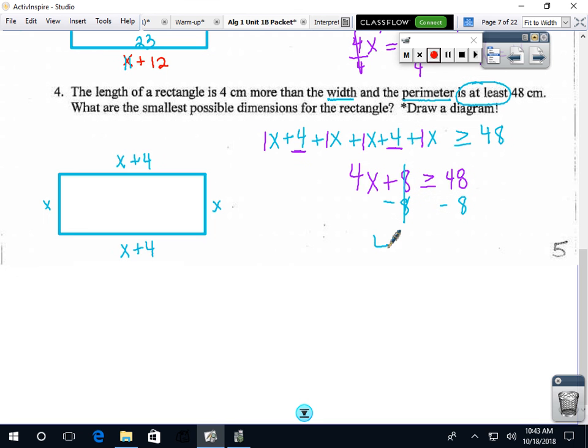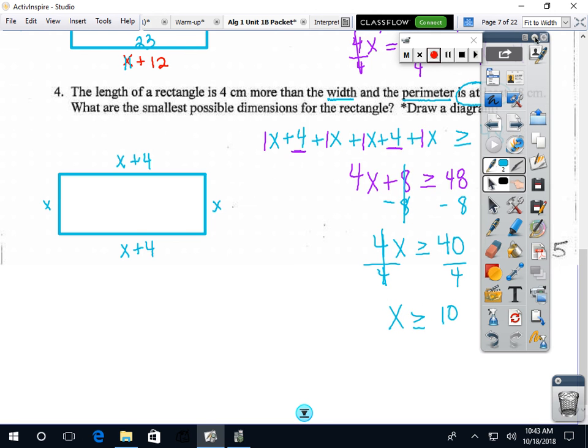So now I have 4x on the left side, and then what on the right? 40. Now to solve for x, what do we do? Divide by 4, and so x is greater than or equal to 10.